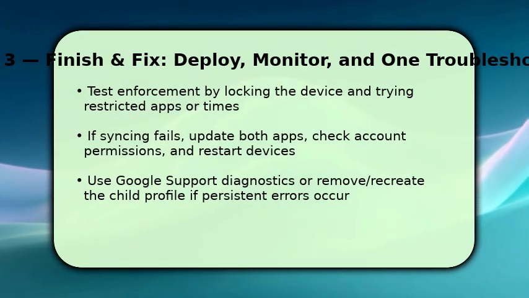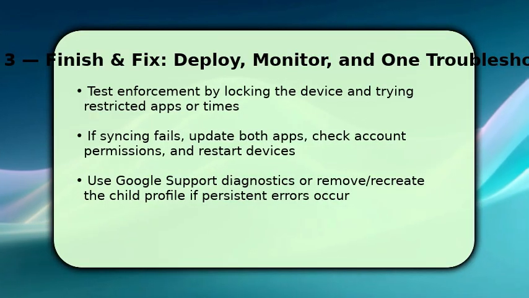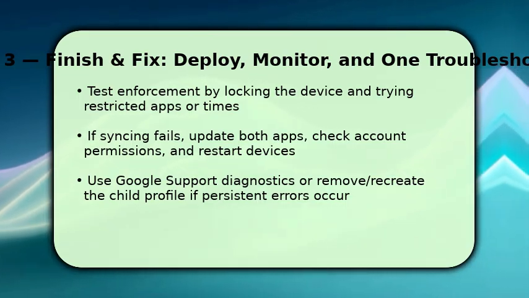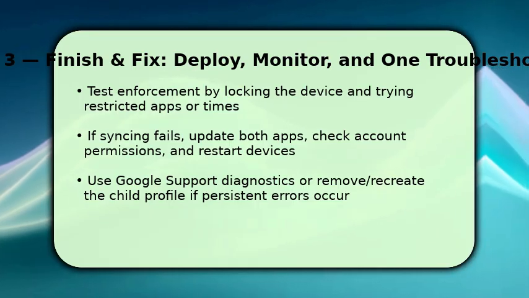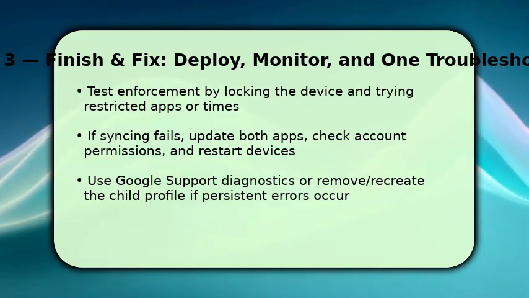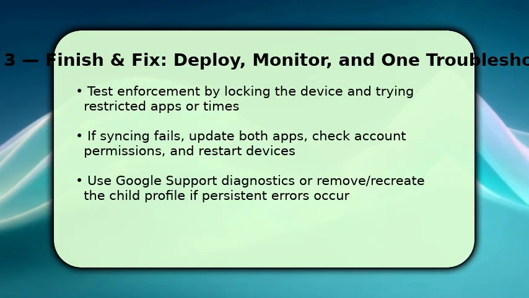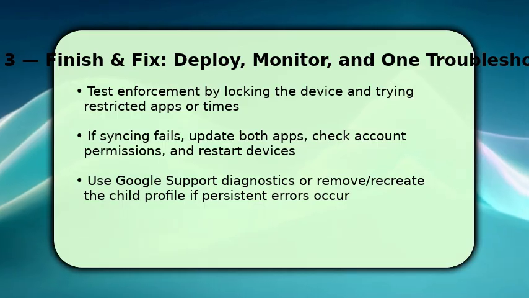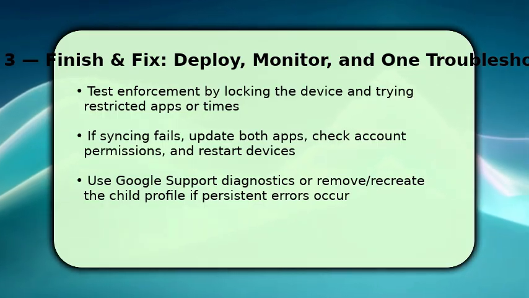Finish by testing every control. Lock the device remotely, try opening a restricted app, and verify bedtime enforcement. If something doesn't work, make sure both Family Link apps are updated and that you granted required permissions, then restart both devices and resync.